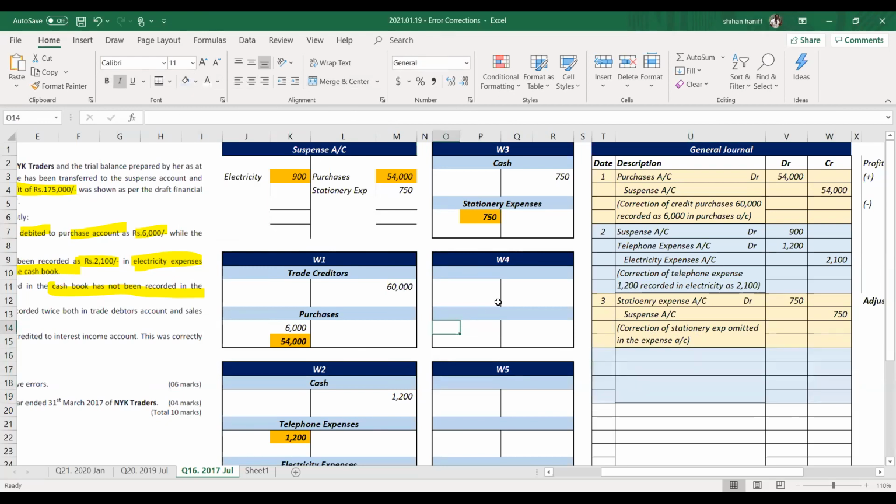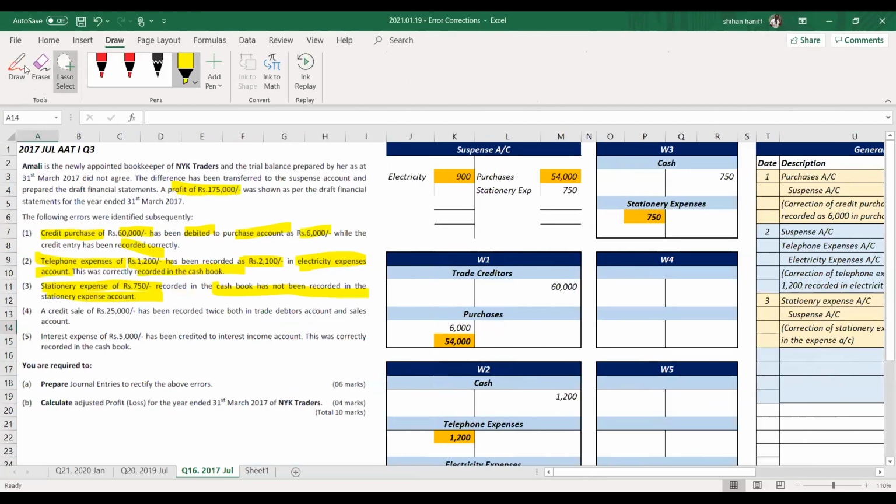Right. So let's do the fourth one. Credit sale of 25,000 has been recorded twice, both in debtors account and sales account. So credit sales double entry will be debtors account debit and sales account credit. So this was recorded twice, 25,000. So 25,000 recorded twice in the debtors account and credited twice in the sales account.